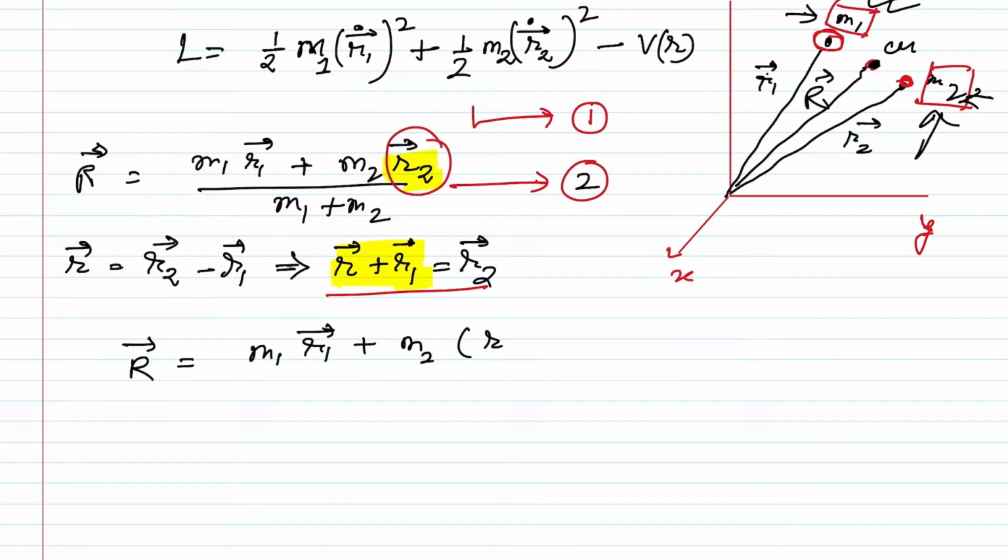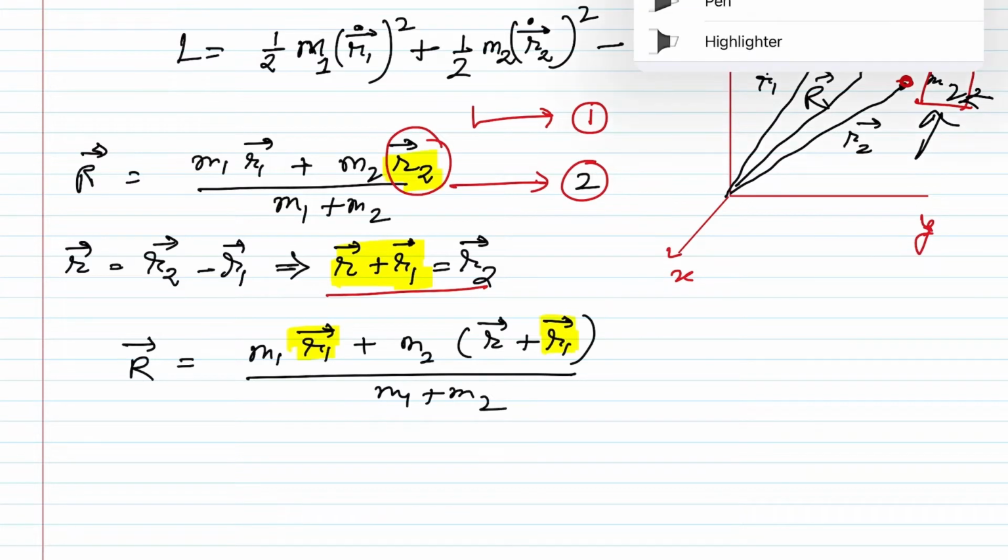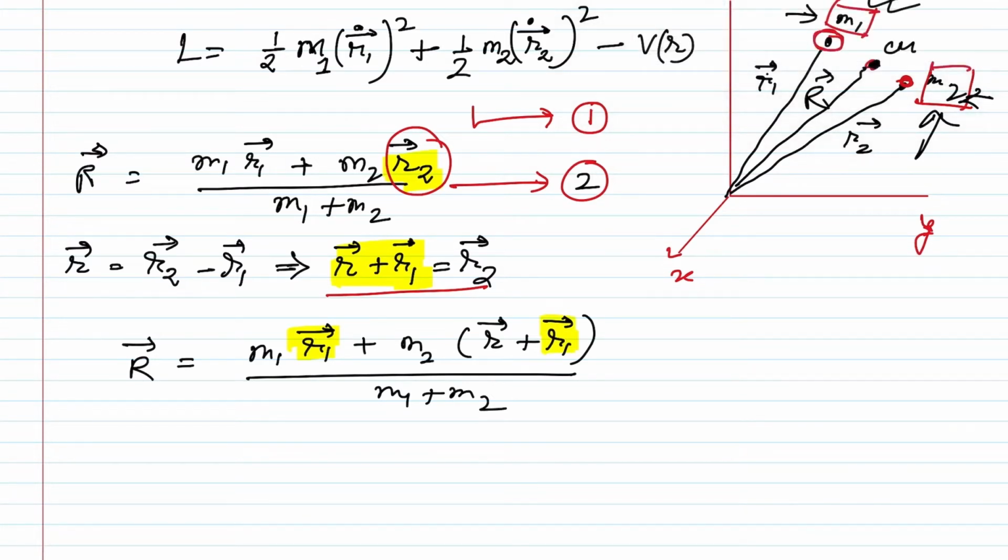Instead of r2 we are going to write r vector plus r1 vector by m1 plus m2. Now if you simplify this equation, from here we can find r1. So in order to simplify this, we have to multiply these two first, then take commons, the terms that will be common, and do all those things.